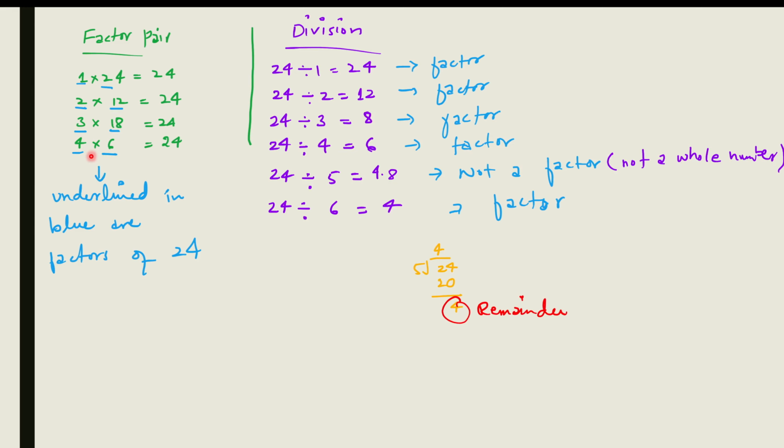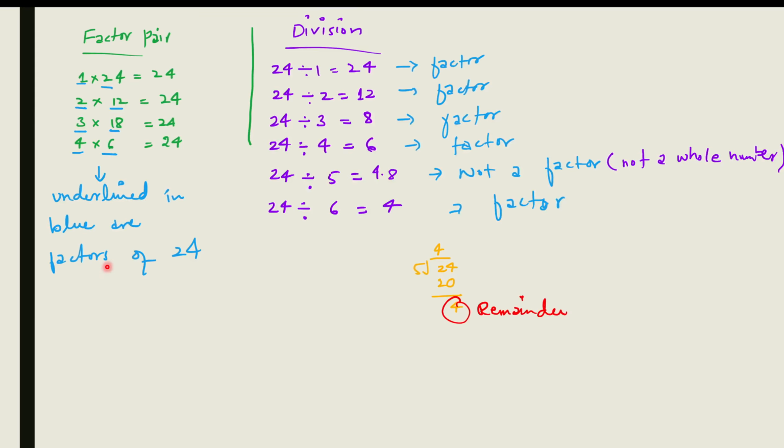Another method is to find all the multiplication pairs that make the number. 1 multiplied by 24 is equal to 24, so this pair is a factor pair of 24. 2 multiplied by 12 is 24. 3 multiplied by 8 is 24. 4 multiplied by 6 is equal to 24. So underlined in blue are all the factors of 24.